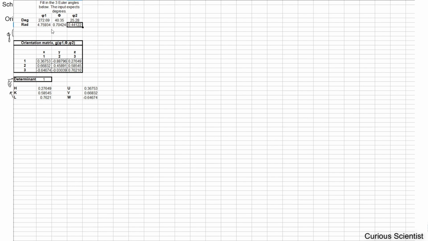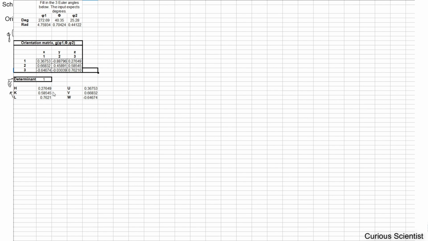It's just a mathematical operation. It's basically the angles times pi divided by 180. So that's how we get the radians from degrees. And then we calculate the orientation matrix. Here you can see the orientation matrix, and this is all we need, and that is based on the equation that I showed you.